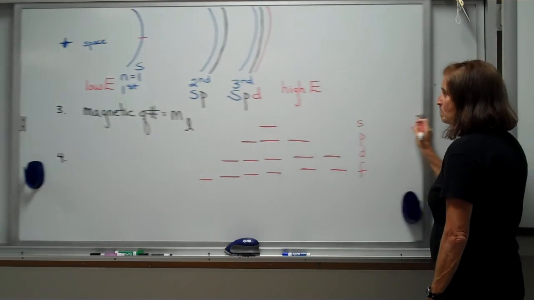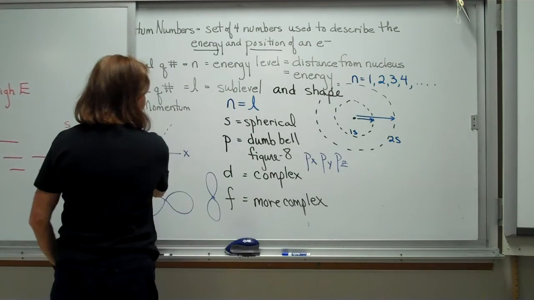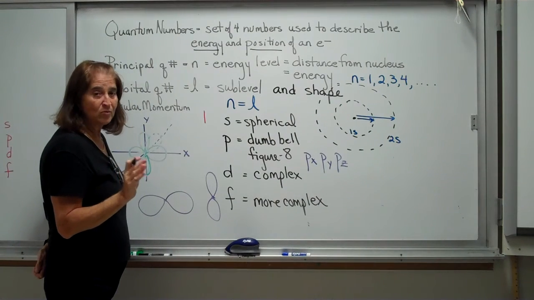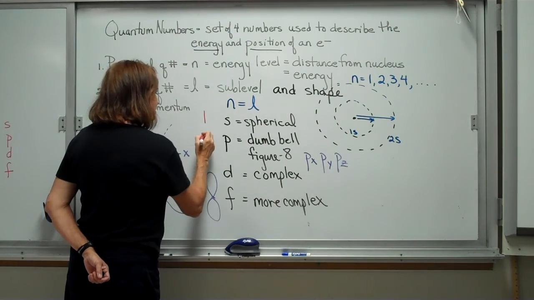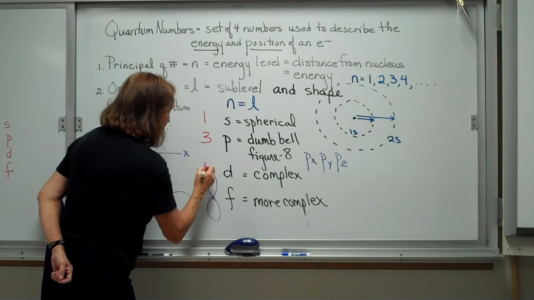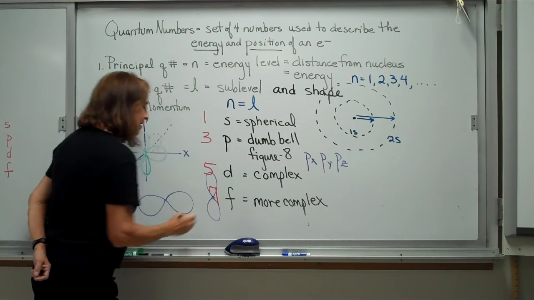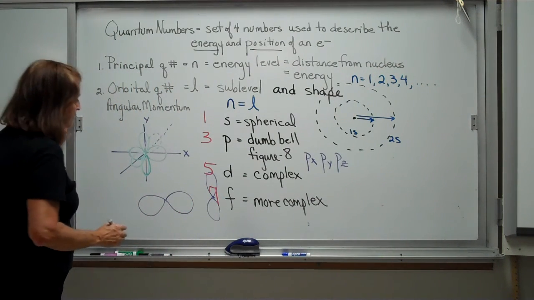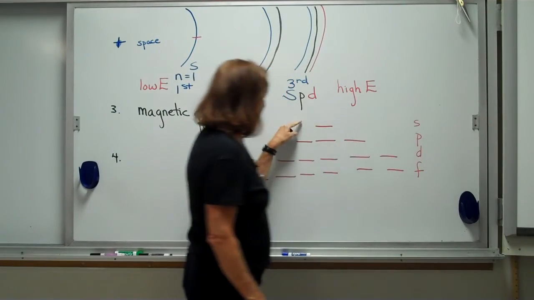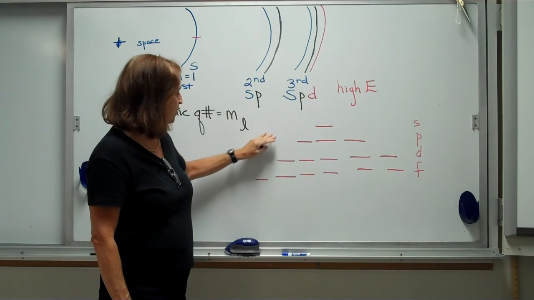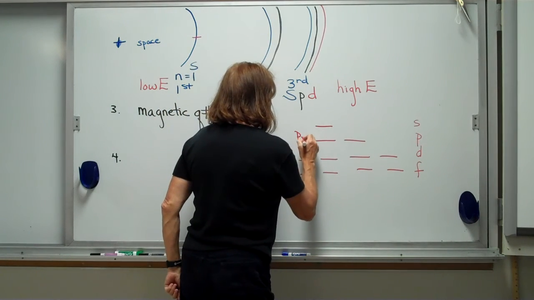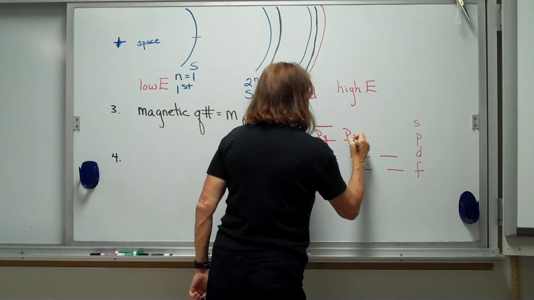Already you can see from this that if you are drawing a sphere, there can only be one sphere with a certain radius. P's, P in the X, Y, and Z, there will be 3 positions. D's are going to have 5 positions, and F's will have 7. So, using those odd numbers, we have S with 1, P with 3, D with 5, F with 7. We could even put P in the X, P in the Y, P in the Z.